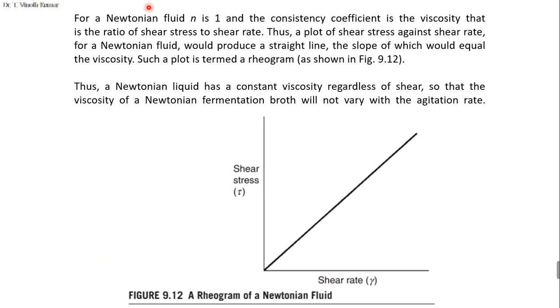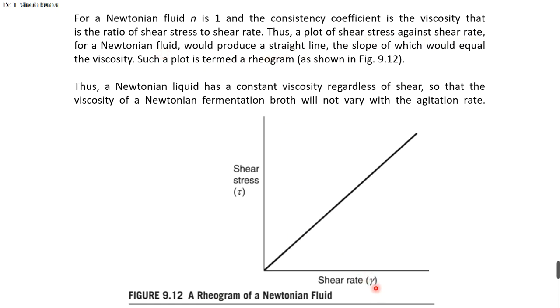Coming to the Newtonian fluid, we already explained that there are Newtonian and non-Newtonian fluids. The first one is the Newtonian fluid. Here n is 1, and the consistency coefficient is the viscosity, which is the ratio of the shear stress to the shear rate. A plot of the shear stress against the shear rate for a Newtonian fluid would produce a straight line. This is the model.